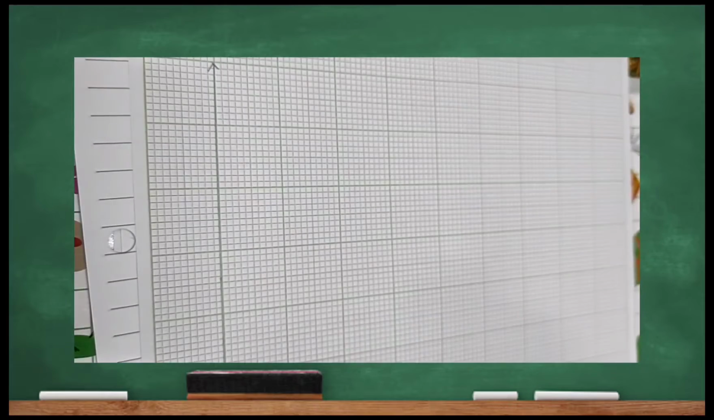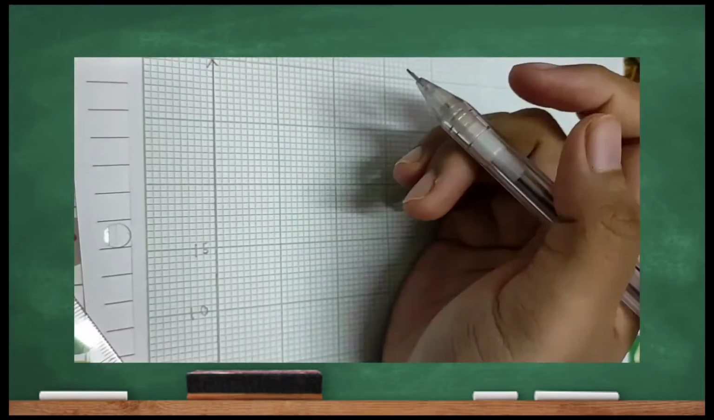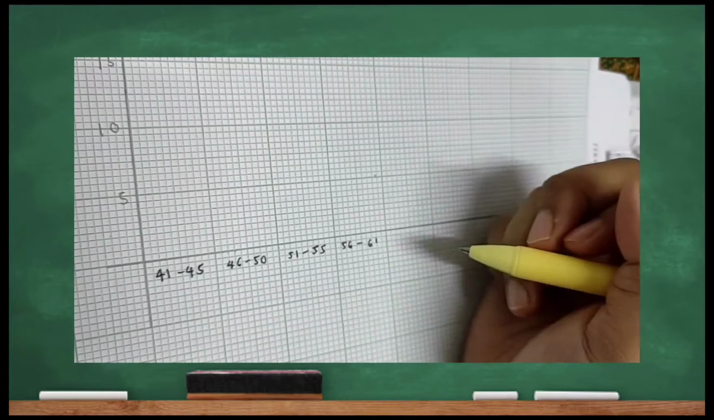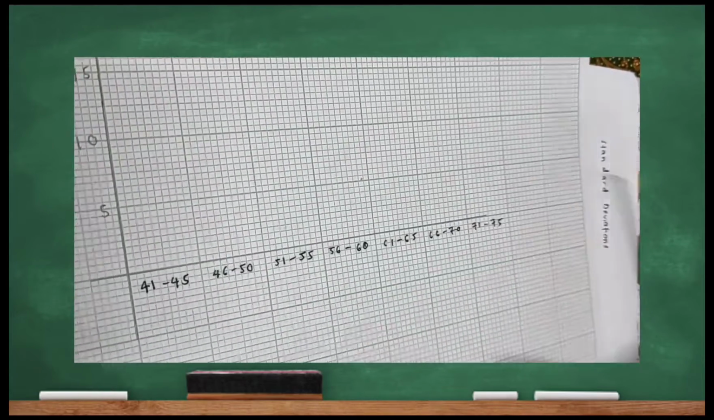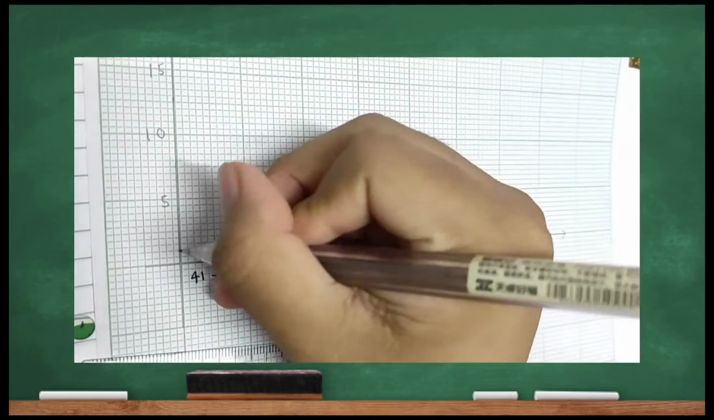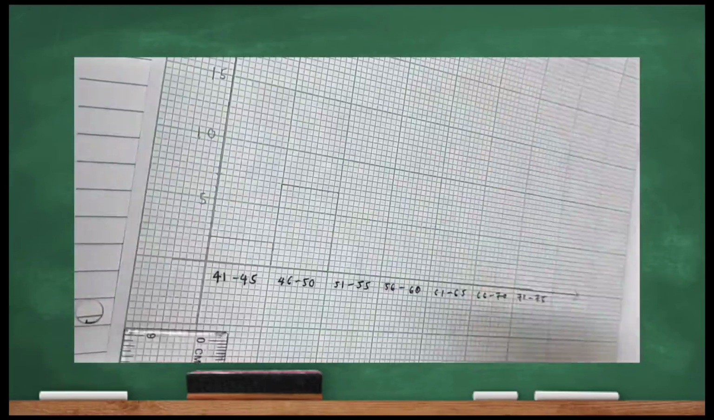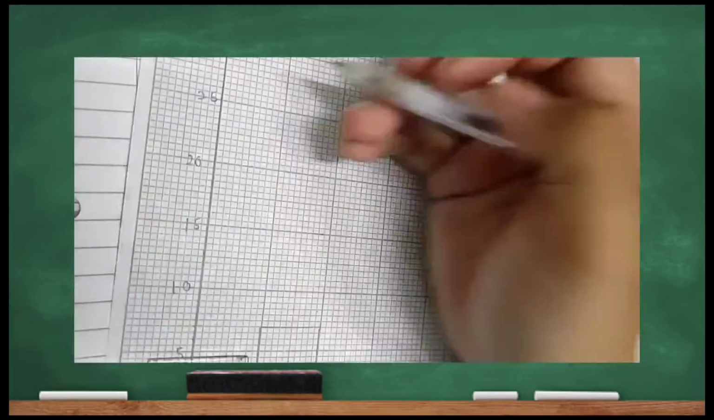Moving on to the next question, which is histogram and its mode. First and foremost, we have to draw the graph first. On the bottom side of the graph, we write down the class interval. Next, we can start to draw the graph based on the data given from the table based on the question given.